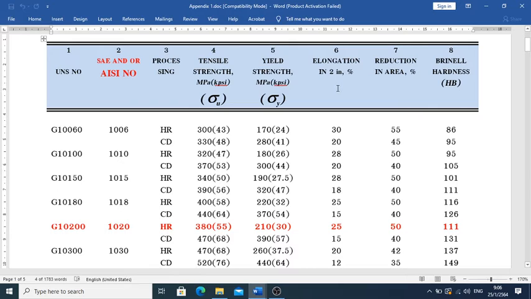So this is the elongation, the reduction at the U point, and then the Brinell hardness at the U point. Brinell is going to be the hardness of the steel. We're going to use this a lot. So Brinell hardness is the scale of the hardness of the steel.